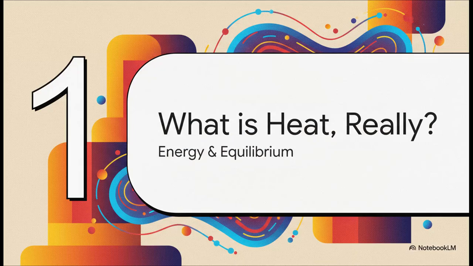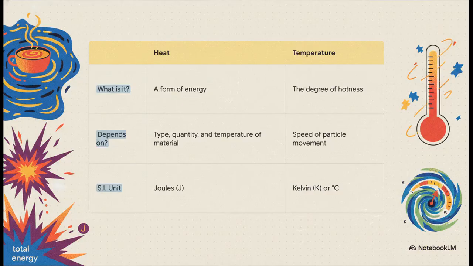So, Section 1. What is heat, really? Let's build a strong foundation by looking at energy, temperature, and something called equilibrium. Okay, look at this table. It breaks it down so nicely. Heat is a form of energy, specifically the total energy of all the particles in an object. We measure it in joules. Temperature, on the other hand, isn't about the total energy, it's about the average energy. It's a measure of how hot something is, or how fast its particles are moving.